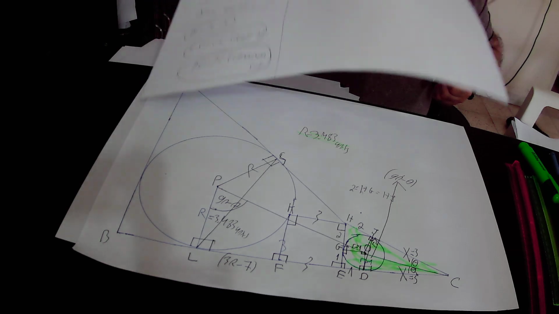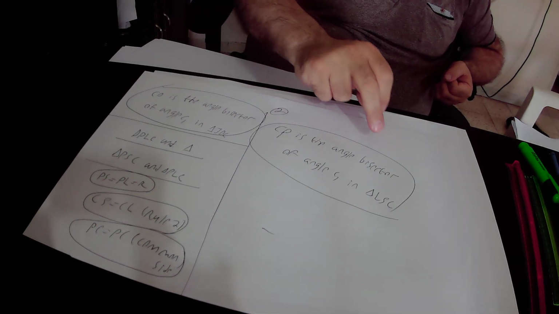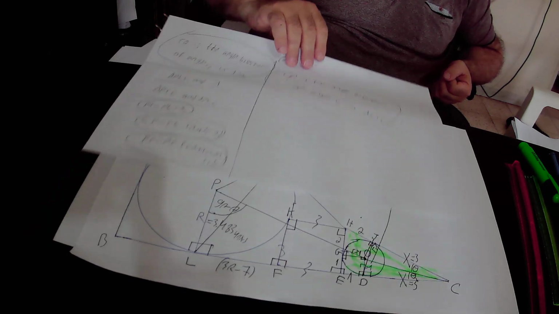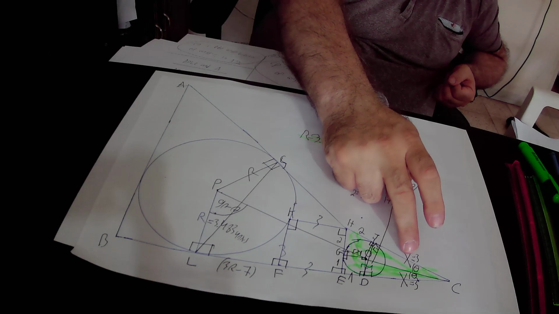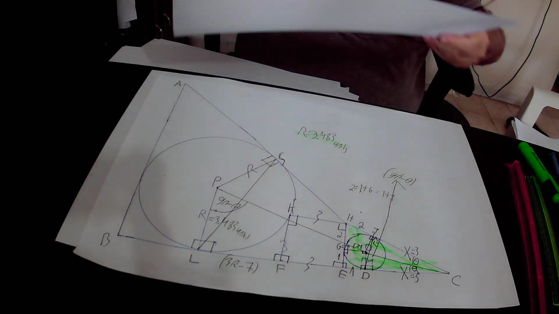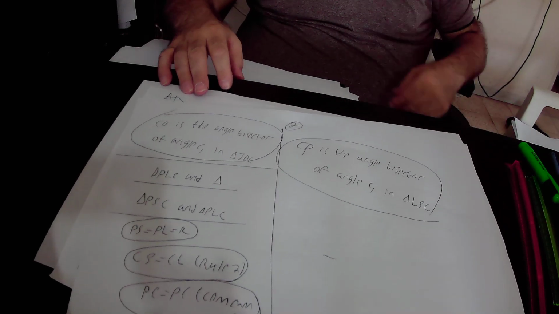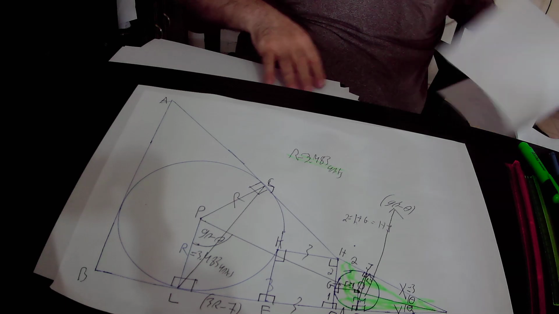So here we can conclude from what we did until now that CP is also the angle bisector of angle C. Why? Because CP bisects angle C into two halves, theta and theta. So angle C has two angle bisectors. Angle bisector CO and then angle bisector CP.